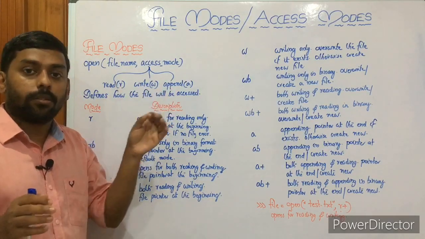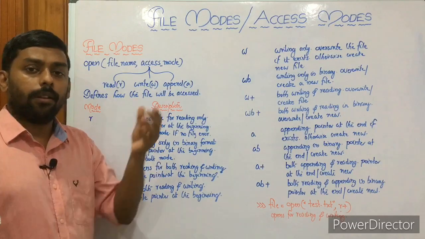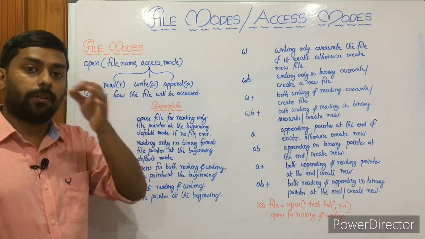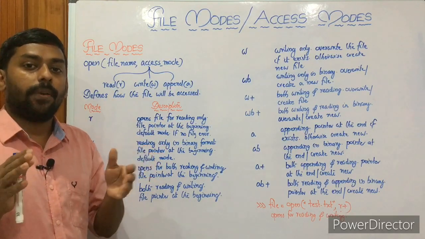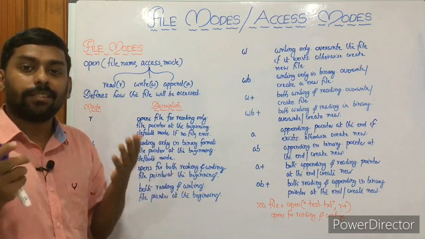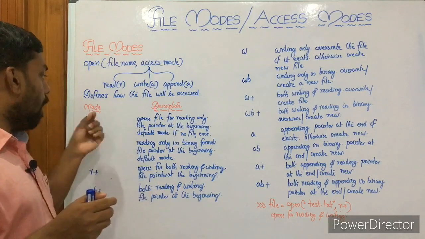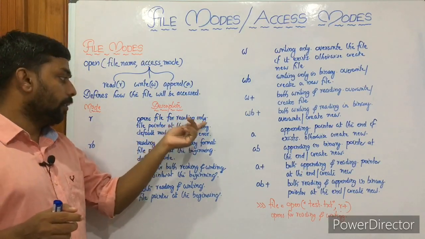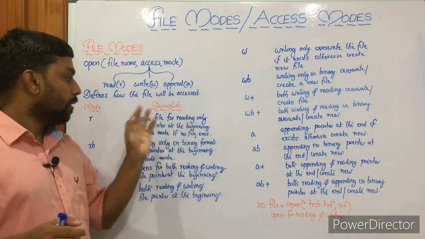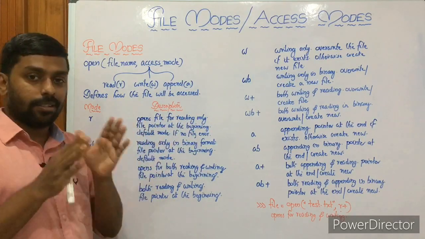Actually access mode is optional. We can avoid it. But when you avoid the access mode at the time of opening a file, it will be taken as the file is open for reading, because that's the default mode. Okay. Yes. Then R opens the file for reading only. Okay, look at the term reading only. Then a file pointer at the beginning. There is a file pointer.